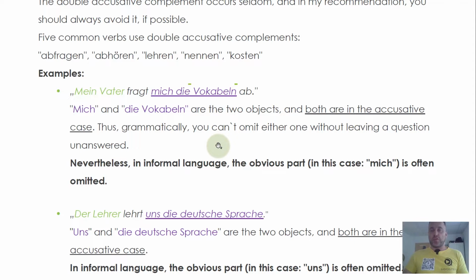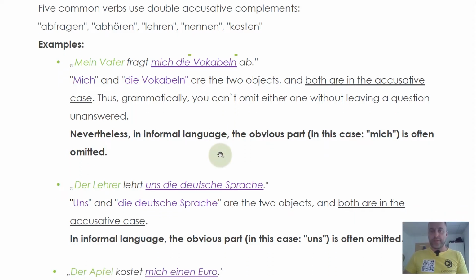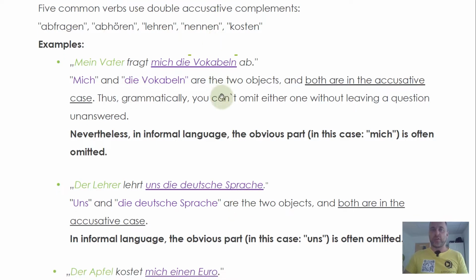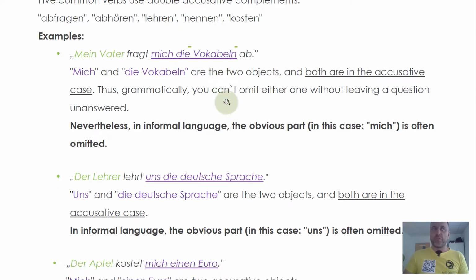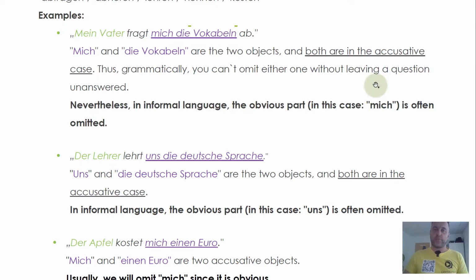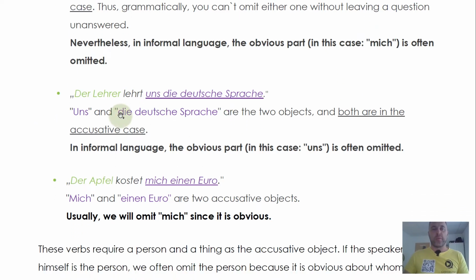You can drop this here if it's obvious. With the other accusative complements, you actually can't. But here, with those, you can. To be honest, most of the time, you can. But my recommendation, as long as you're not 100% sure that you can drop it, put it there. Don't drop it. Second verb here, der Lehrer lehrt uns die deutsche Sprache.